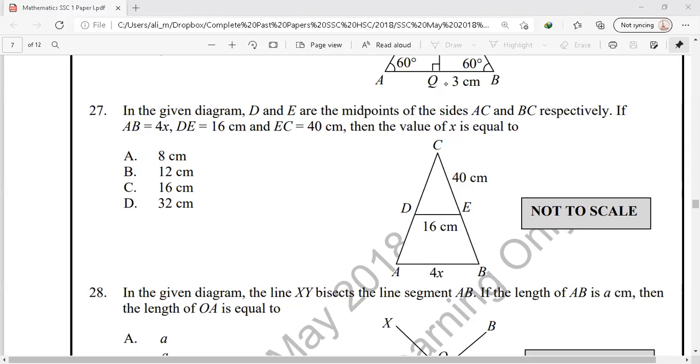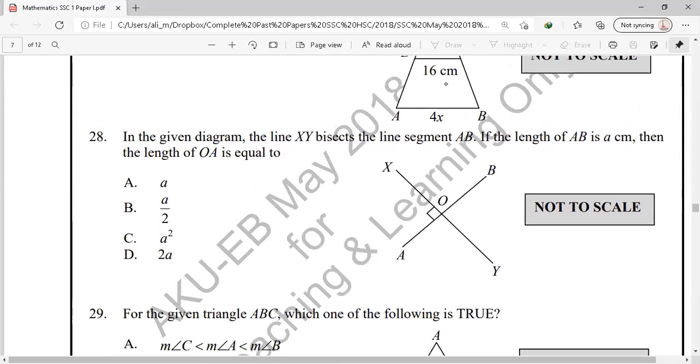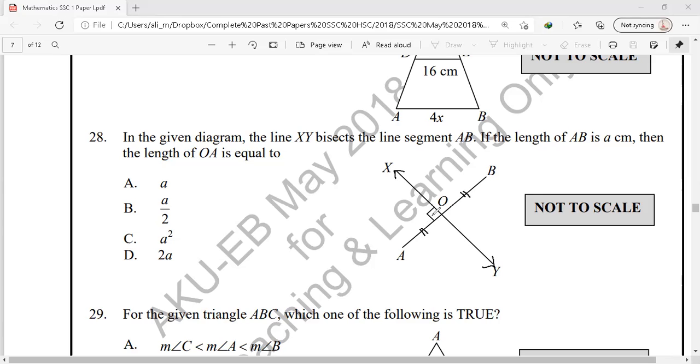Let's see the next question. That is question number 28. In this diagram, the XY bisects the line segment AB. So XY is our bisector, and bisector means these distances are equal. Similarly, it makes 90 degree. This means that this line XY is a perpendicular or right bisector. So if the length of AB is A, the complete length of this segment is A, then we have to find the value of OA.